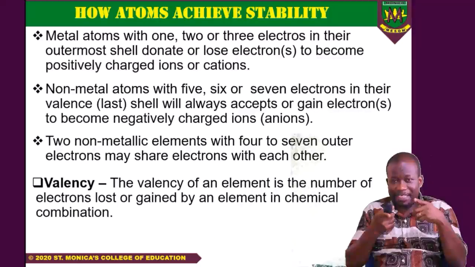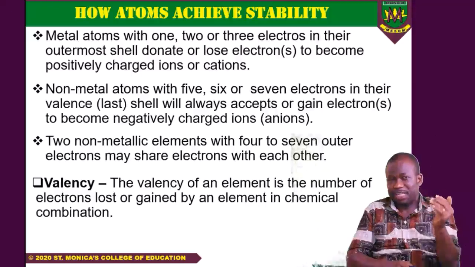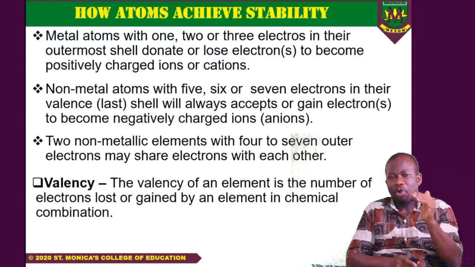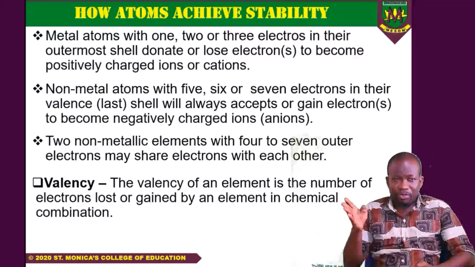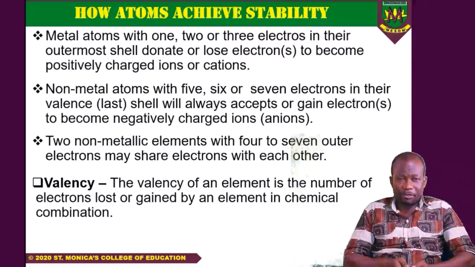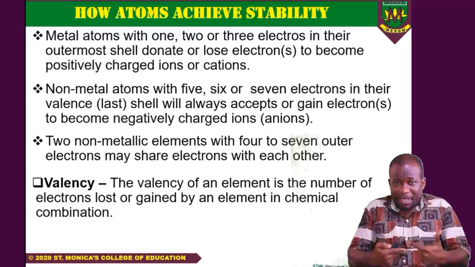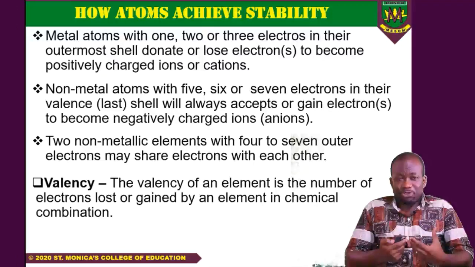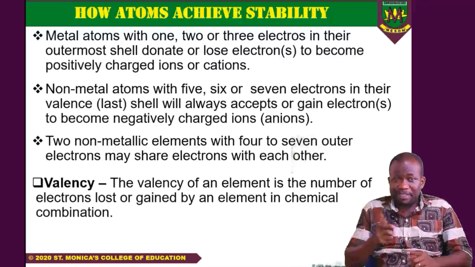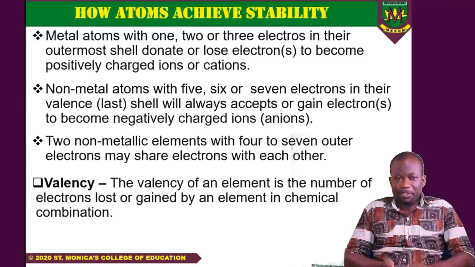So when you go back, I said it is the number of electrons that is lost or it is gained. So in this case, if sodium loses 1 electron, it has a valency of 1. Now the chlorine in that chemical combination accepts that 1 electron, and that 1 electron that is accepted is also its valency. And so the valency of chlorine is 1.